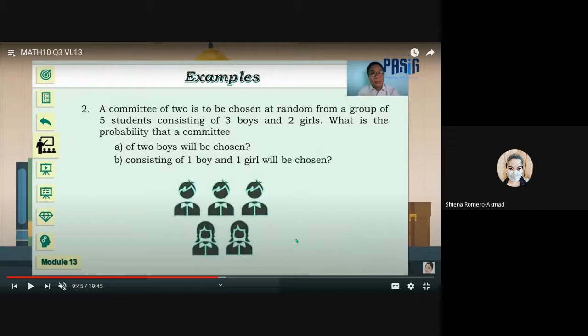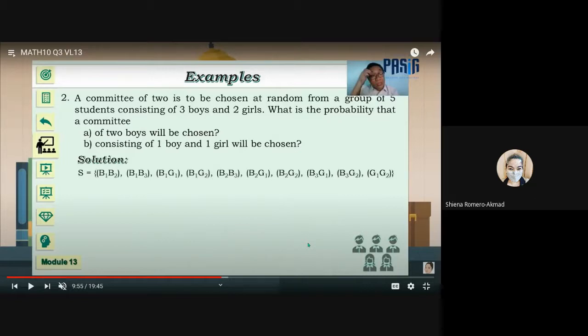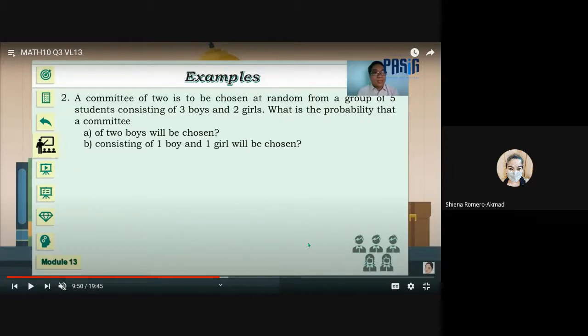So, para magawa natin to, kailangan i-consider natin each event. Let us have the first one, yung 2 boys who will be chosen. Kung 2 boys will be chosen, ano yung representation natin sa combination? Diba kasi combination to? Ano yung representation natin sa combination? Dalawang boys ang pipiliin. Combination of 2 taken 5 po. Is it combination of 2 taken 5?